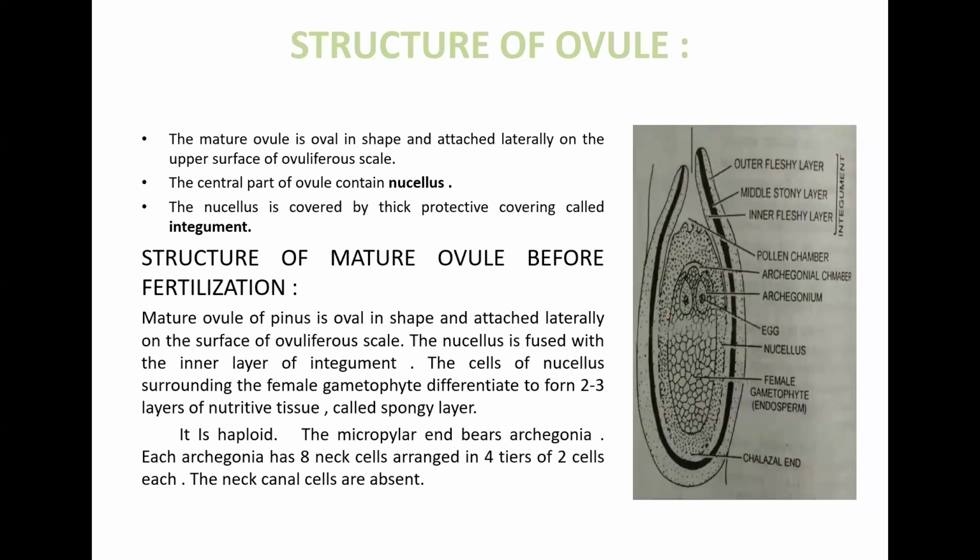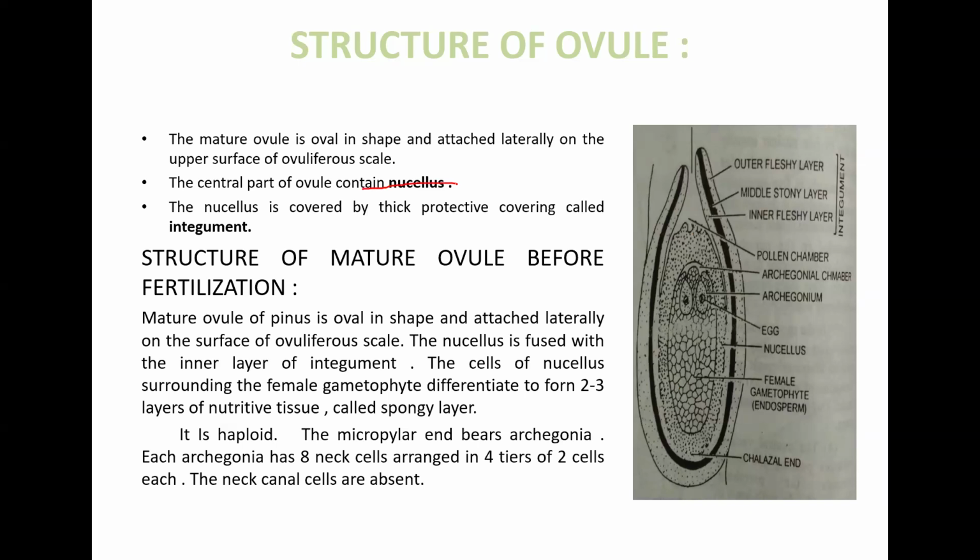Now, as I told you, the megasporophyll develops the ovule on the ovuliferous scale. The ovules are going to develop on the ovuliferous scale, and each ovule is oval in shape. You can see here the structure of the ovule. Each ovule is oval in shape and is laterally attached to the upper surface of the ovuliferous scale. The complete central part of the ovule is called the nucellus.